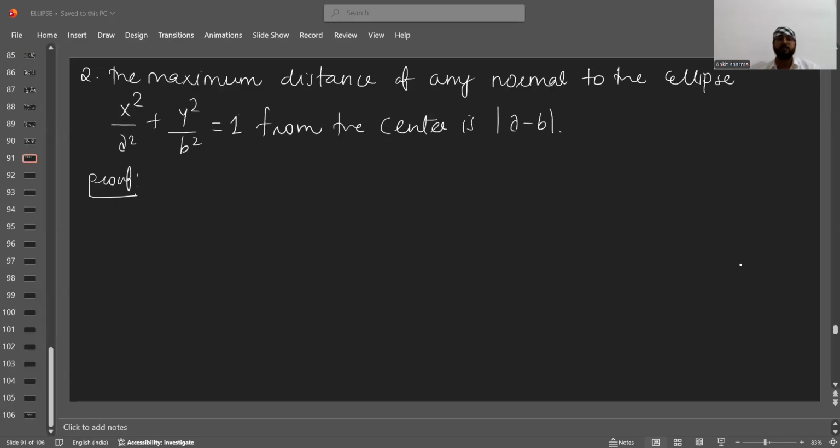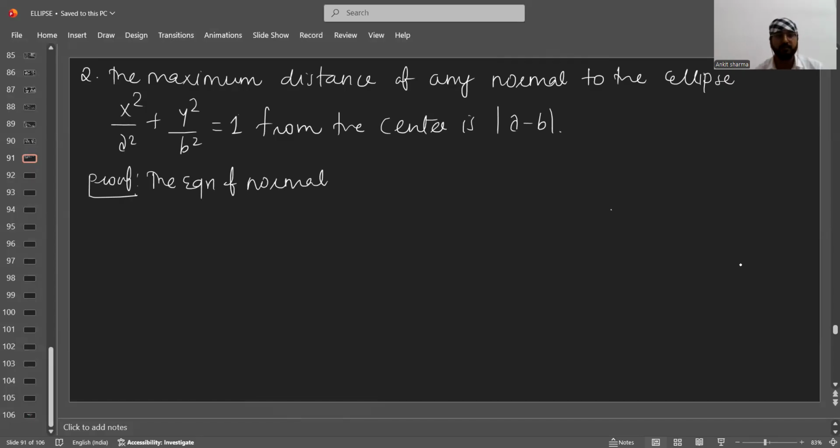We have the maximum distance of any normal to the ellipse from the center is mod of a minus b. So that means, if we have any normal, then the maximum distance from the center is going to be what? So imagine the equation of normal. Since we want this in the form of the maximum distance of any normal, it will be better if you use the parametric coordinates.